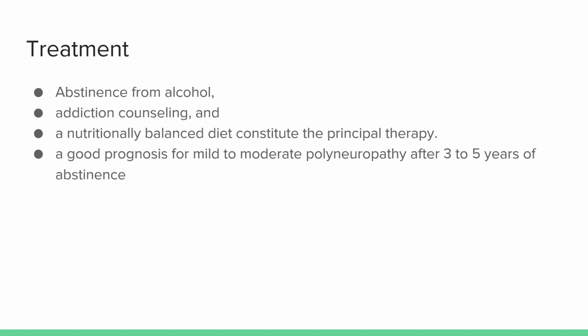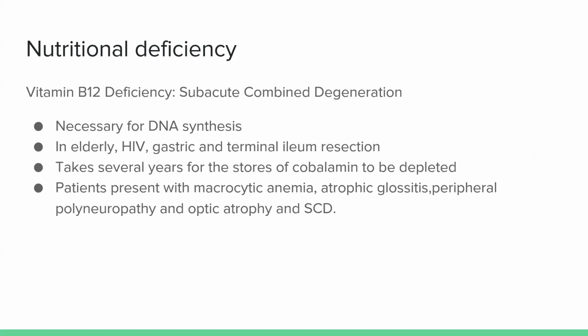So treatment is abstinence from alcohol and addiction counseling, nutritionally balanced diet, and usually has a good prognosis. Of course, we have to treat the pain as well. For mild to moderate polyneuropathy, if they abstain from alcohol, good prognosis within 3 to 5 years. Nutritional deficiency, it's already mentioned with regards to megaloblastic anemia. B12 is necessary for DNA synthesis. Usually, it can be very low in elderly patients. We don't know why.